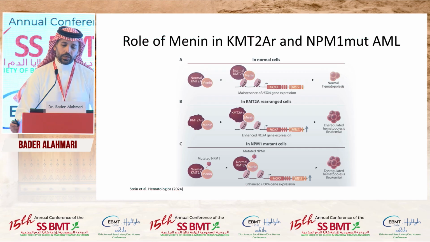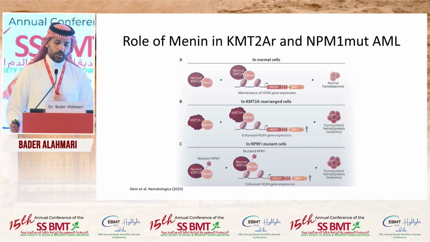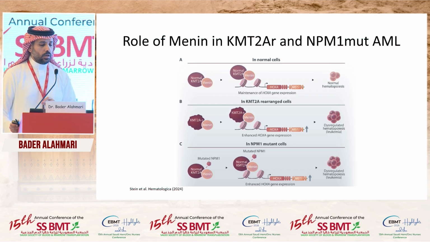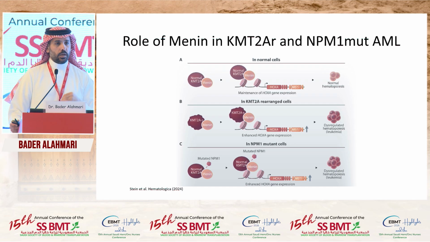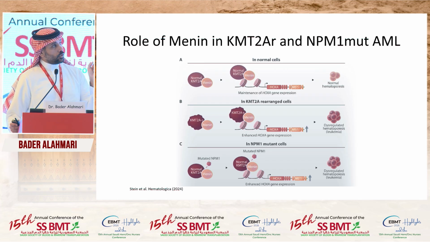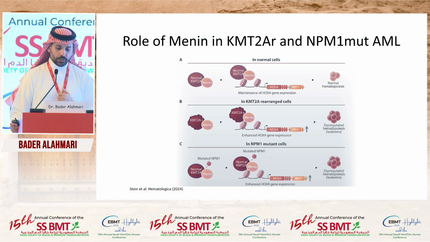All right, so how can we target KMT2 rearranged and NPM1 mutated AML? The target will be Menin. In normal cellular components, KMT2 works as an epigenetic regulator that binds to the chromatin to regulate HOX genes, but to be able to bind, it needs Menin to help KMT2 bind to the chromatin and regulate HOX genes. HOX genes and other sets of genes are responsible for maintenance of normal hematopoiesis.